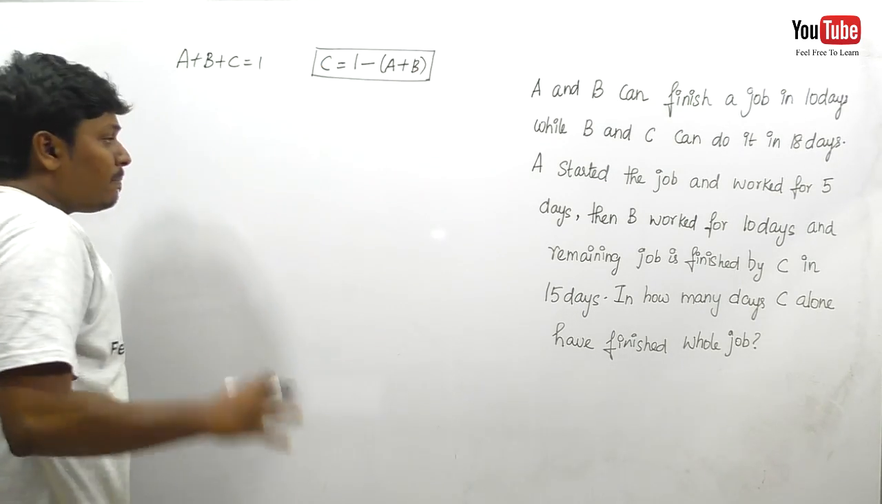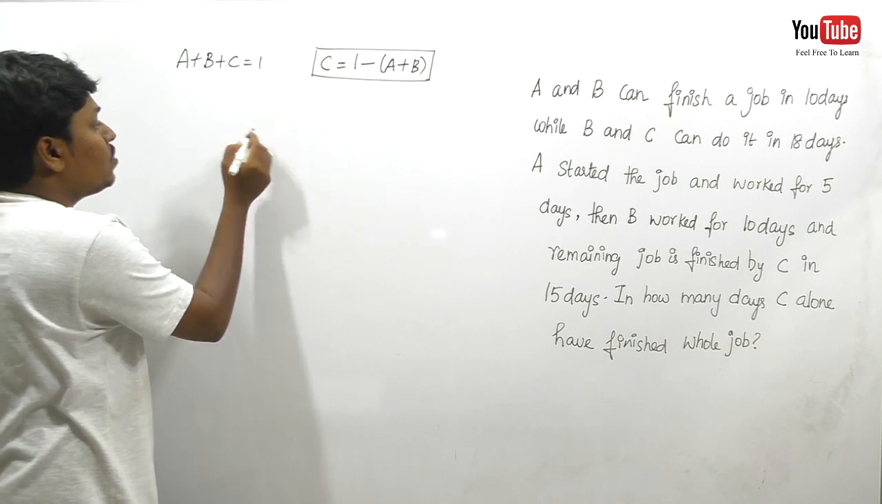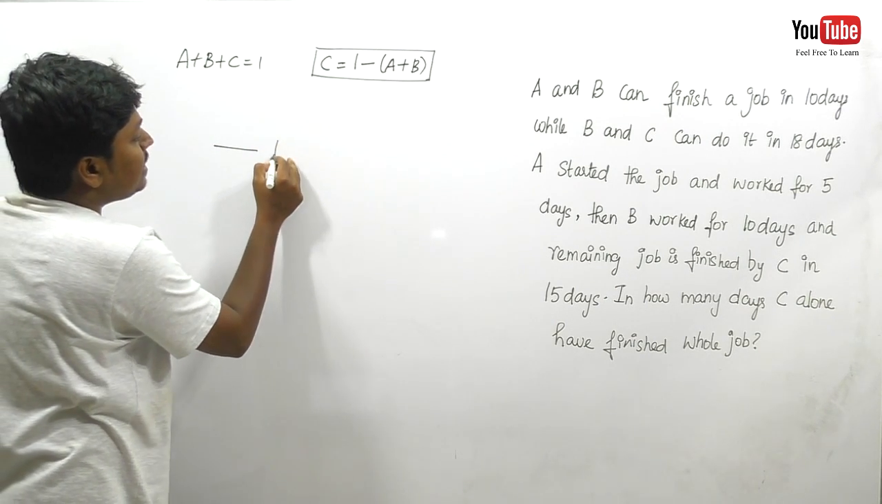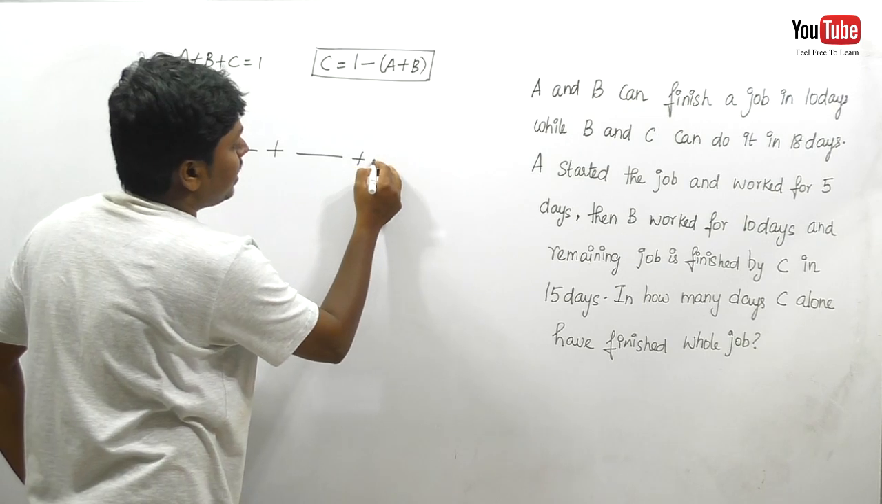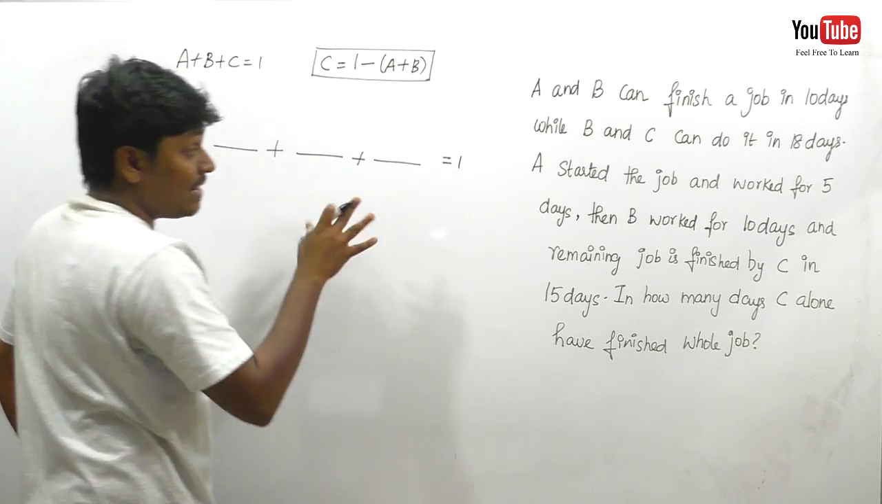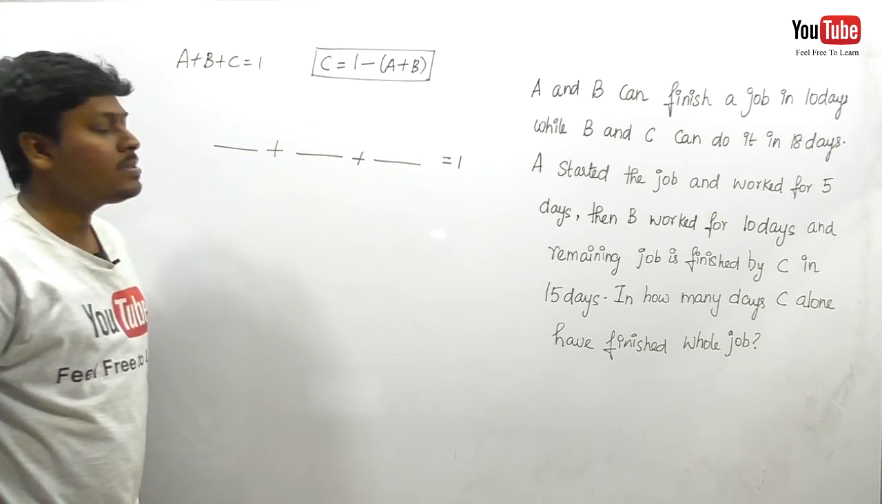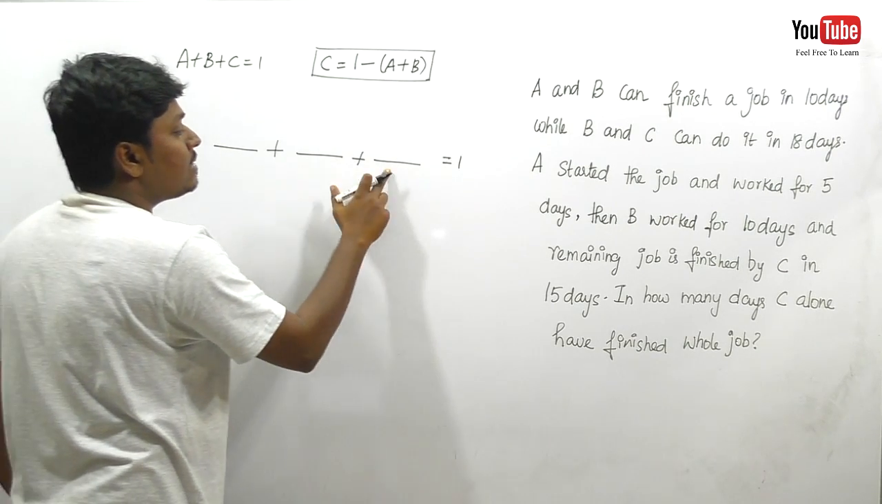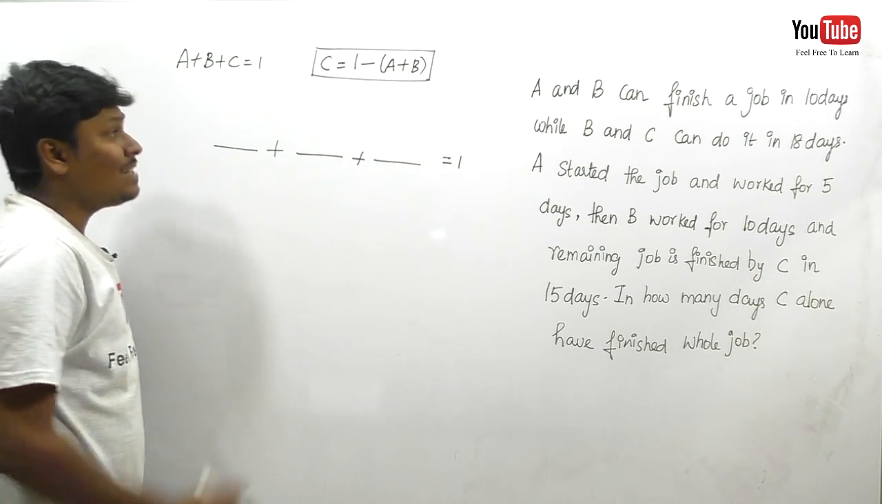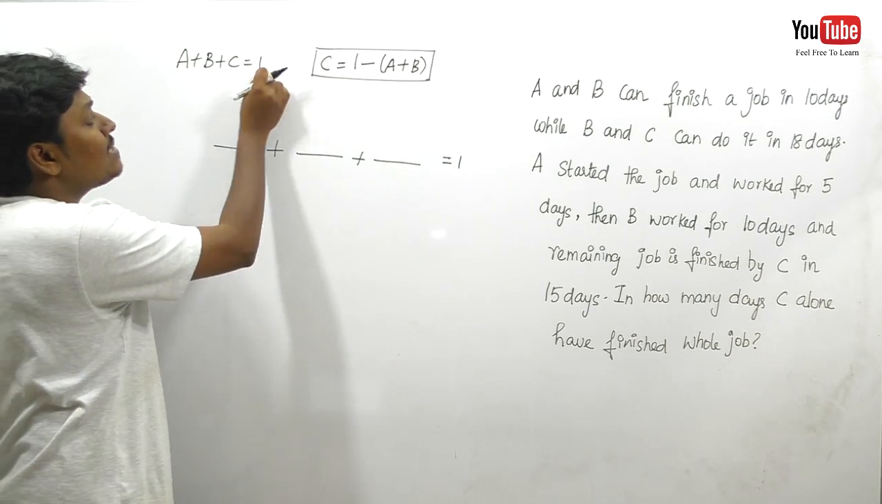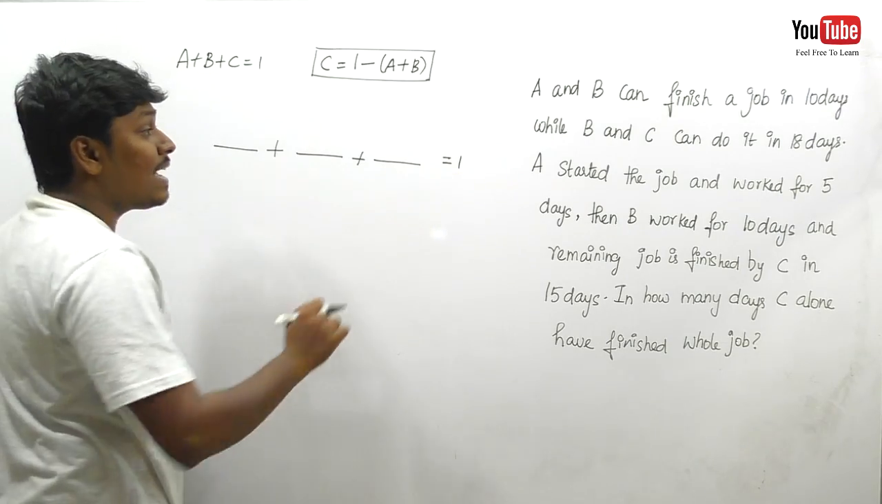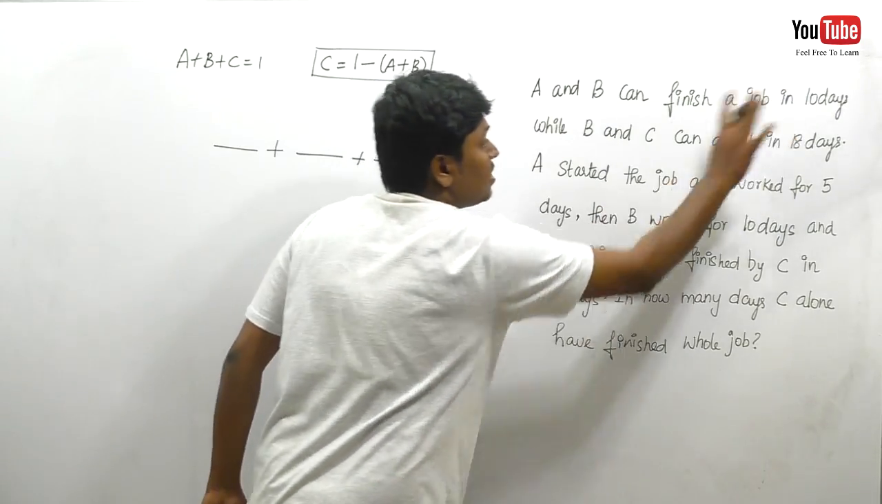Let me apply the technique, friends. First of all, I'm just going to do one thing. See here, all the 3 persons are doing one job, right? I know everyone knows this technique, which I've already taught you in many sums. So all the 3 persons doing one job is equal to A plus B plus C. Friends, listen carefully. A and B can finish a job in 10 days.